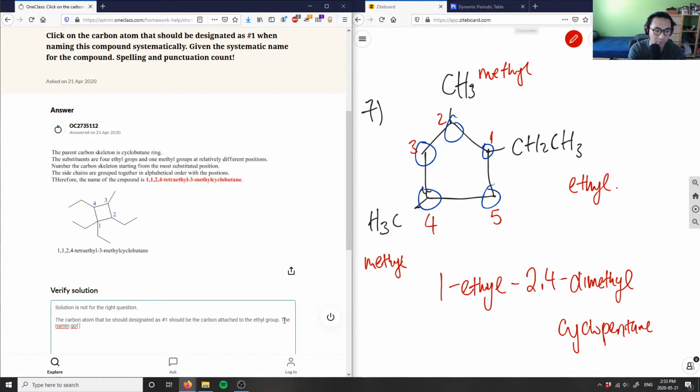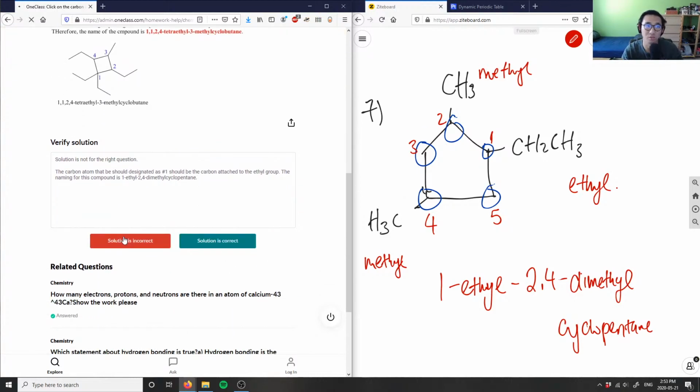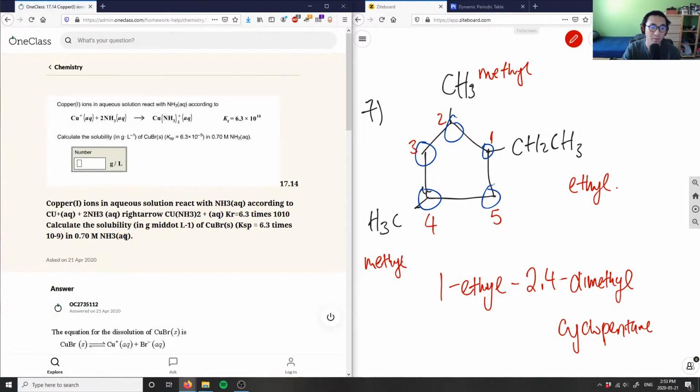The naming for this compound is 1-ethyl-2,4-dimethylcyclopentane. This solution is not correct because they actually gave me the incorrect solution for the problem here. Okay, so I don't think I have enough time for this question, unfortunately. So we're going to wrap it up here at number 7.